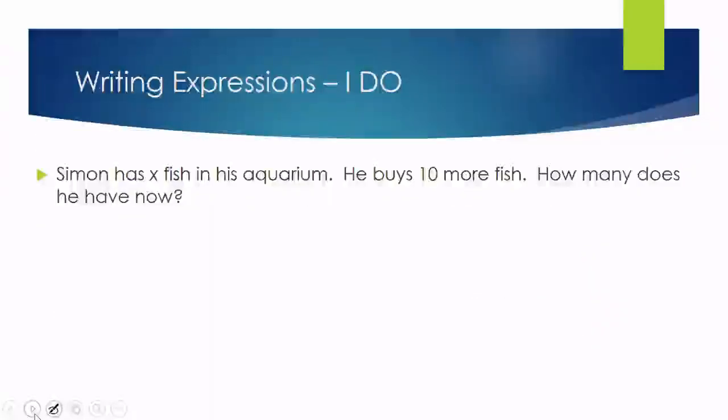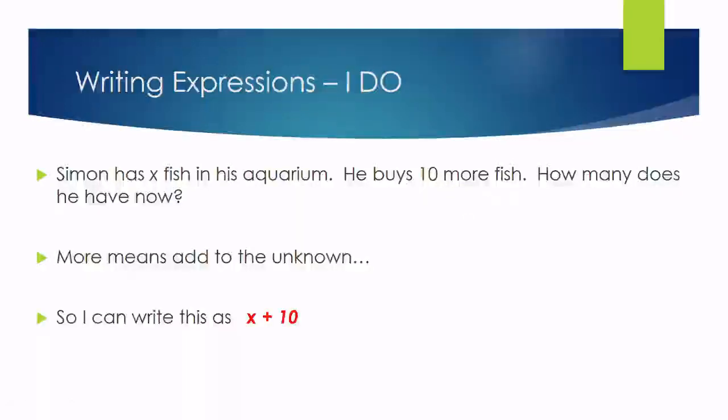So let's do a quick I do, we do, you do. Now, you don't need to write this one down. Let's say old mate Simon, he has X fish in his aquarium and he buys 10 more fish. So I need to think about, what does the word more mean? It means that I'm going to add 10. So how many does he have altogether? So as I said, more means to add, and so I would write my expression as X plus 10.